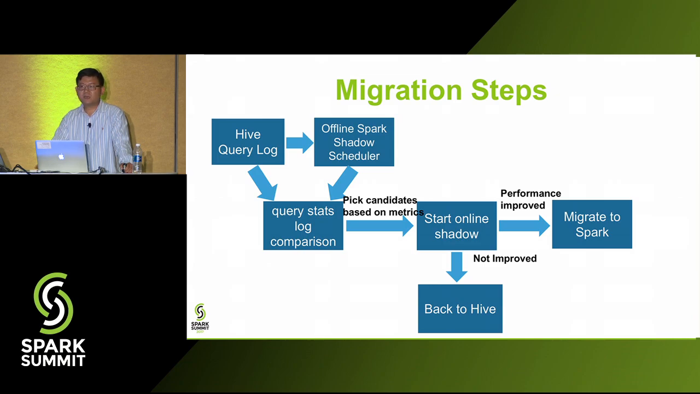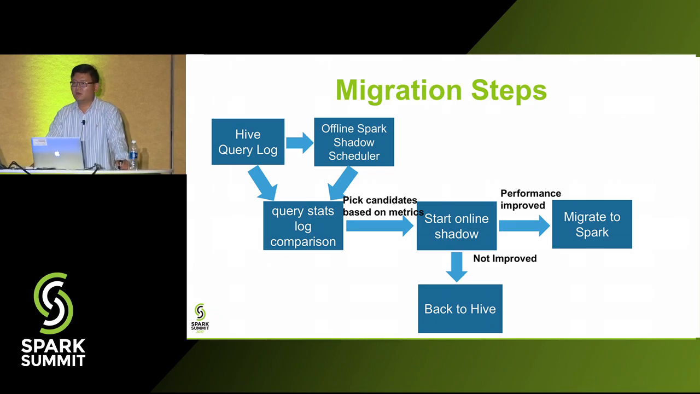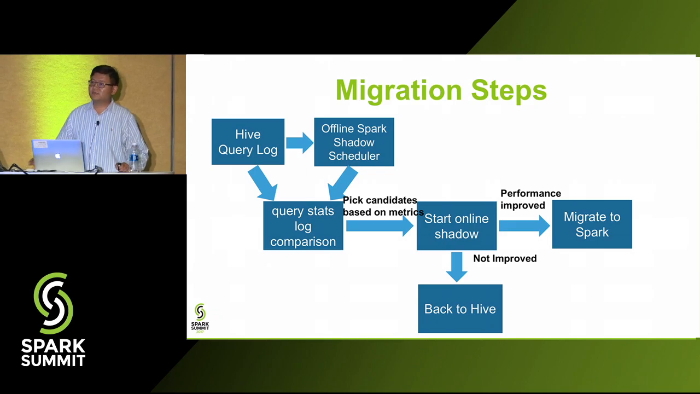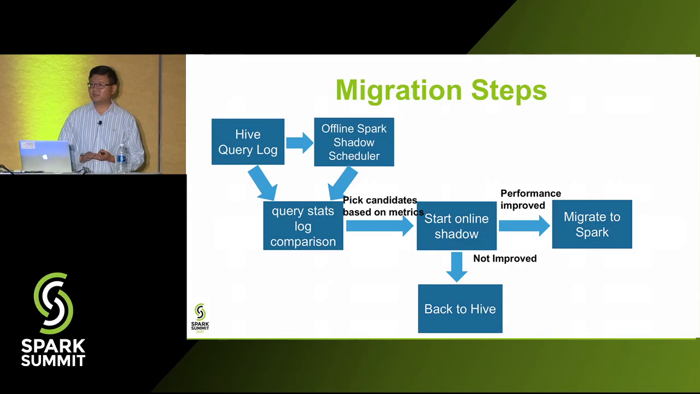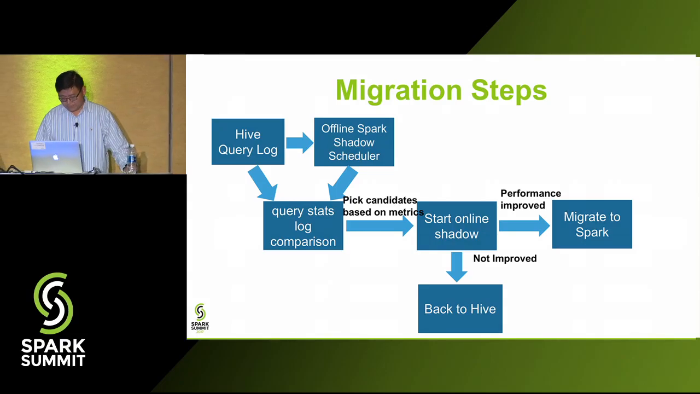Offline shadow may run the query only once or twice. We get the basic metrics. Online shadow is maybe, if not more important, at least equally important. It checks whether this pipeline can run stably for a long time, and also whether it can run consistently. Another important part of online shadow is that it runs in exactly the same environment as when we move them into production. That's quite important.